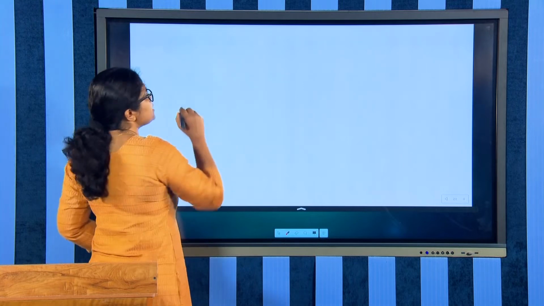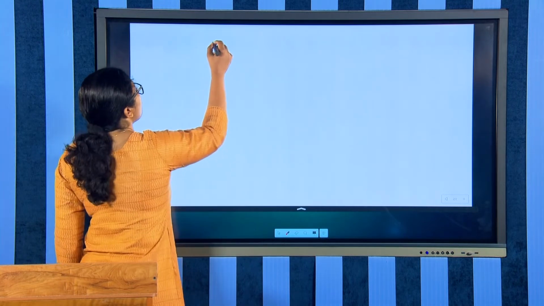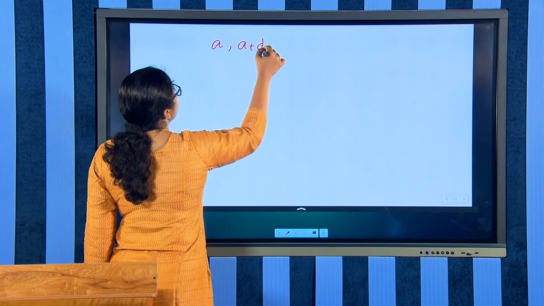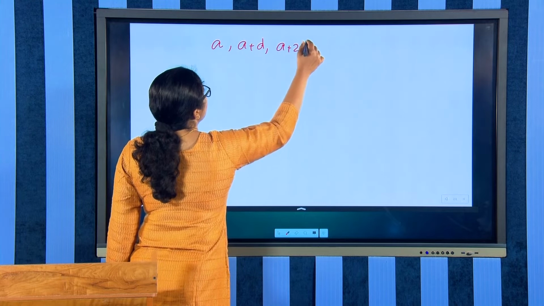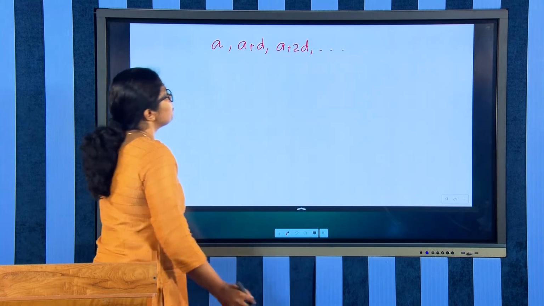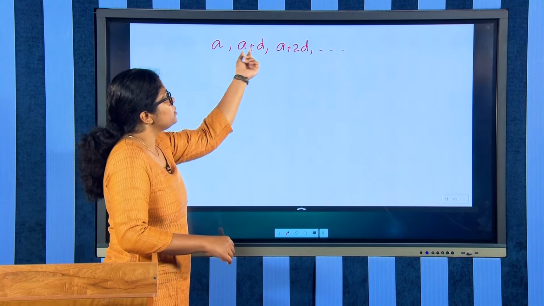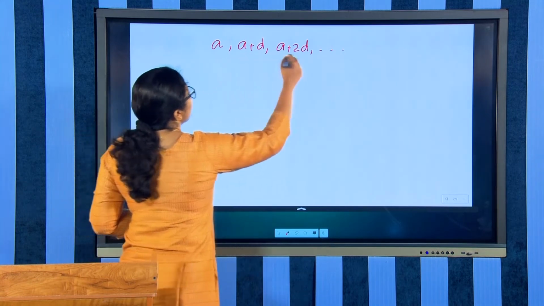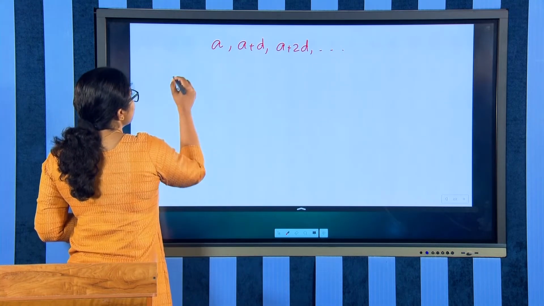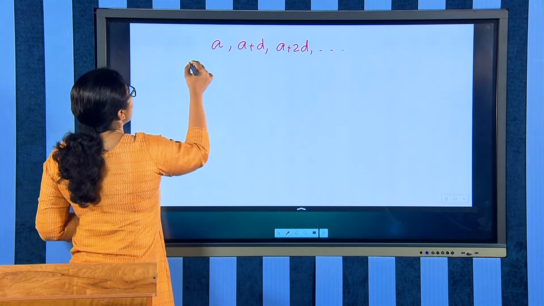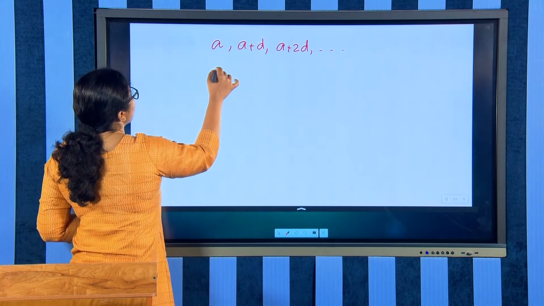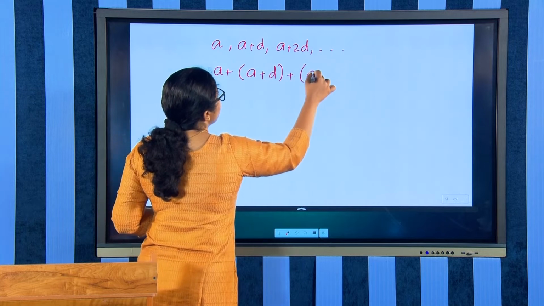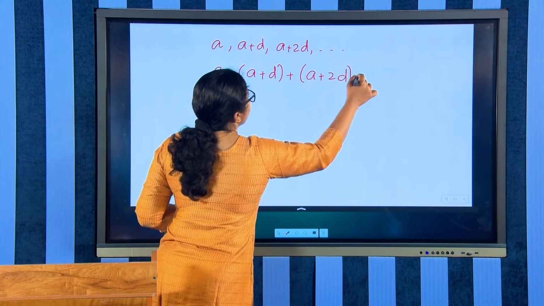An arithmetic series can be written in the form of a, a plus d, a plus 2d, etc., because we are adding d to each term to get the next term. So this is the usual representation of an arithmetic series, or arithmetic sequence. As a series, if we write it, this will become a plus a plus d plus a plus 2d plus etc.